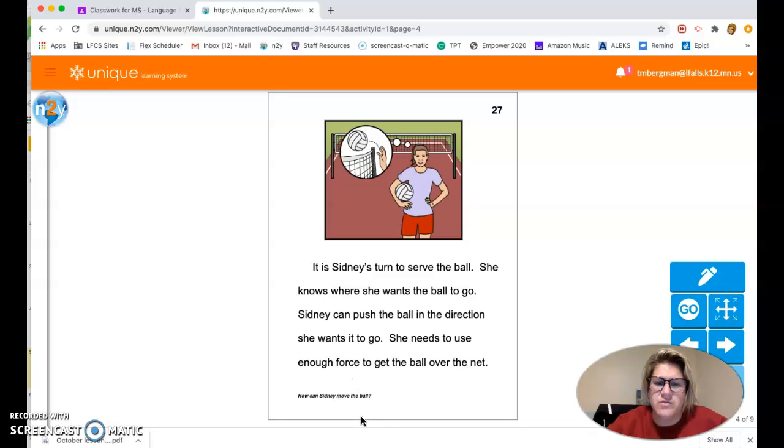So how can she move the ball? Yeah, when she's serving, she is pushing it.